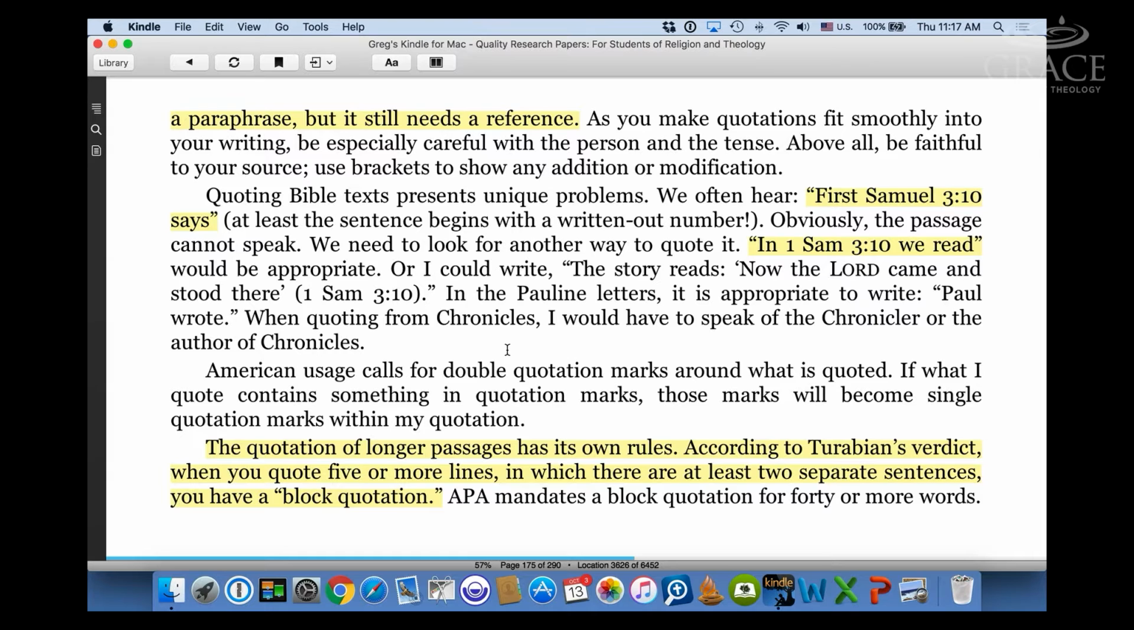The quotation of longer passages has its own rules. According to Turabian's verdict, when you quote 5 or more lines in which there are at least 2 separate sentences, you have a block quotation. So if your quotation is 5 lines or more, it has to be indented the same amount as a paragraph, which is a 1/2 inch, and it's single spaced. So if it's 4 lines or less, it's just within the paragraph. But if it's 5 lines or more, it has to be a block quote, which is indented and single spaced.